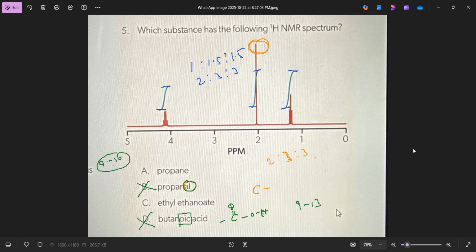Now, if you have got a propane, what will the chemical shift be? Sorry, how many environments will it have? 2. What is the ratio? 6:2. Are 2 environments coming? No. So this is gone. If you cannot do it directly, you can do it by elimination, right?